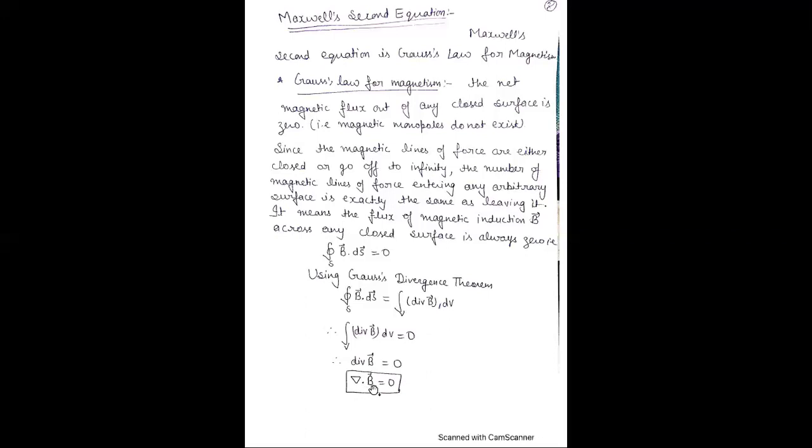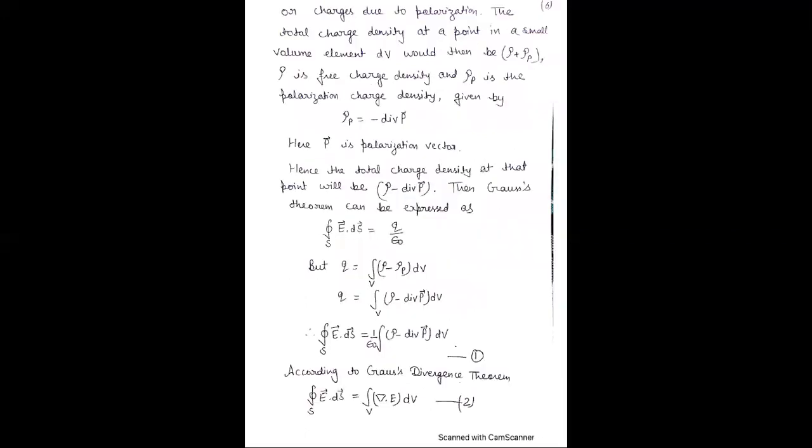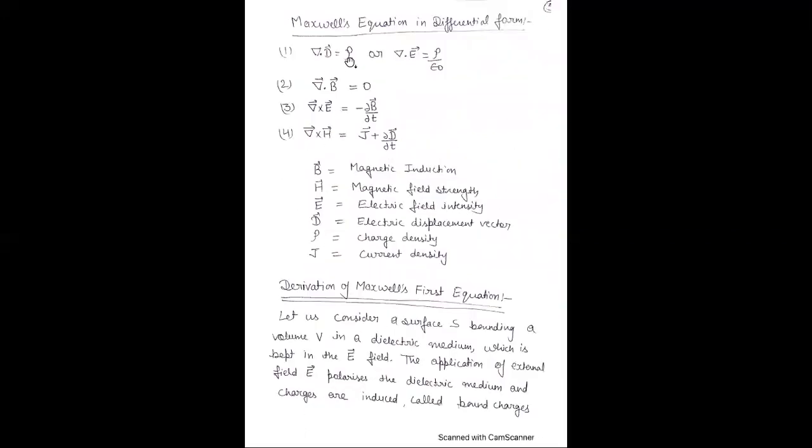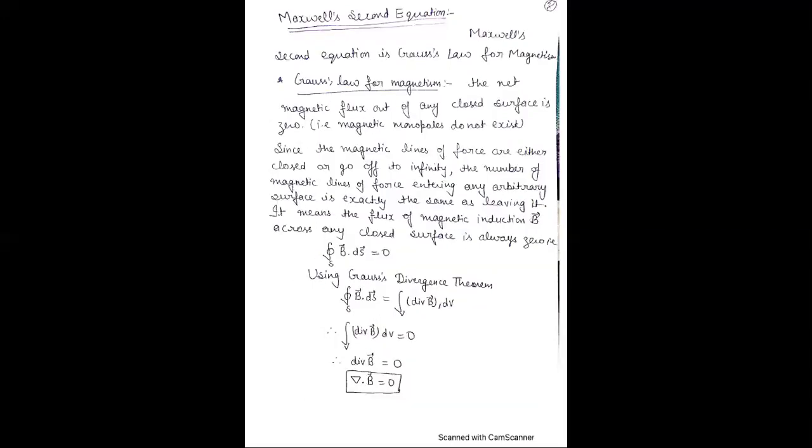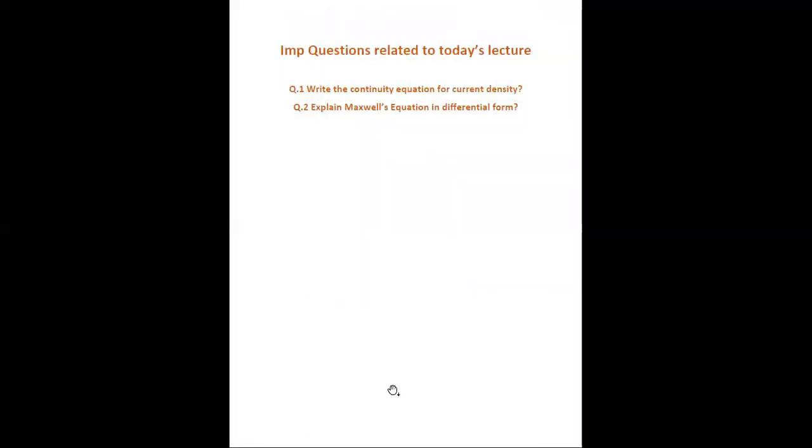This is the differential form of Maxwell's second equation. The first equation is del dot D equals rho, or del dot E equals rho by epsilon naught, and the second equation is del dot B equals 0. Therefore, this is the first Maxwell equation in differential form, and this is the second Maxwell equation in differential form, meaning the divergence of the magnetic field is equal to 0.